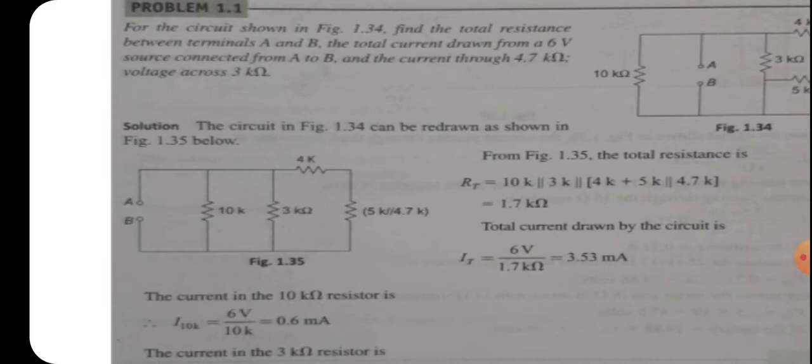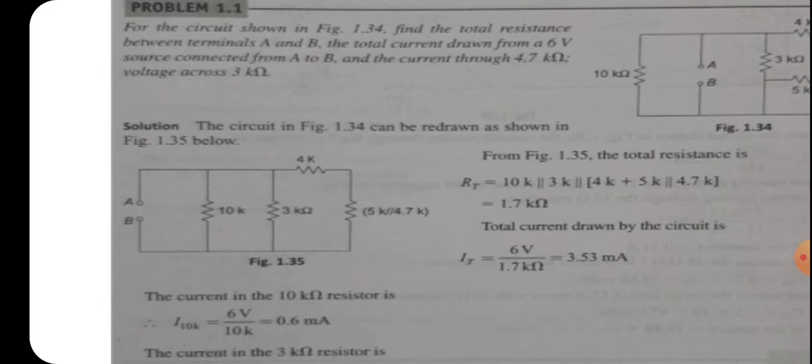Okay, that is the value of total resistance. That means you are solving it from the right side of the circuit, because it consists of a series combination of 4 kilo ohm and another resistor which is a parallel combination of 5 kilo ohm and 4.7 kilo ohm. So the total value of this resistance will be the sum of these two resistors. That is on the right hand side of the equation for RT. You can find it in the square bracket, written as 4k plus 5k parallel to 4.7k.